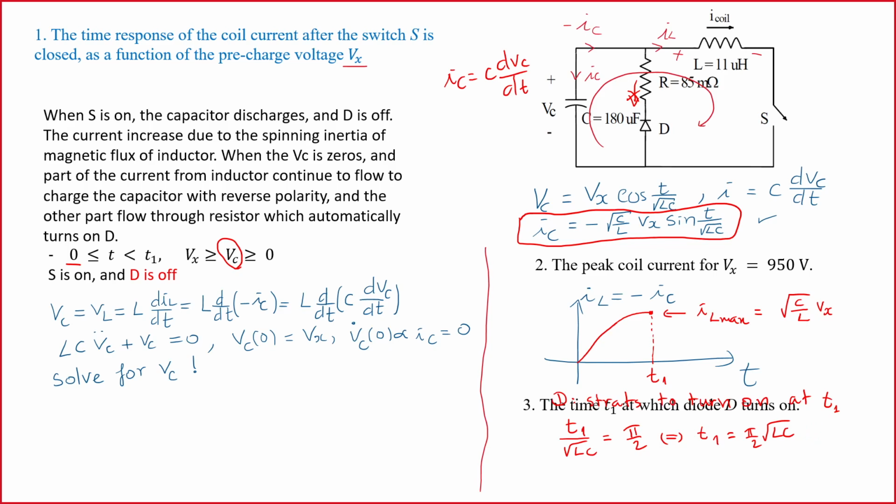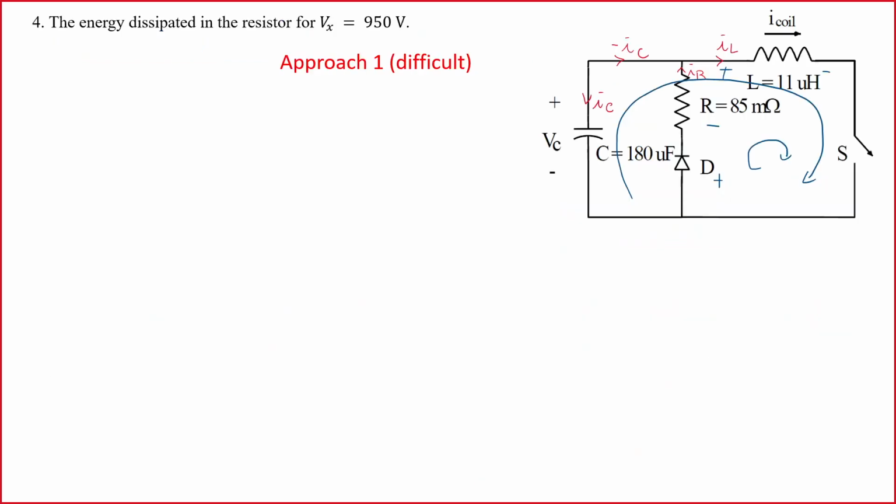Then question number 3: T1 equals this. And then question number 4: the energy dissipated in the resistor for VH equal to this. Initial capacitor voltage is 950 volts. So number 4 asks you to calculate the energy dissipated in the resistor.